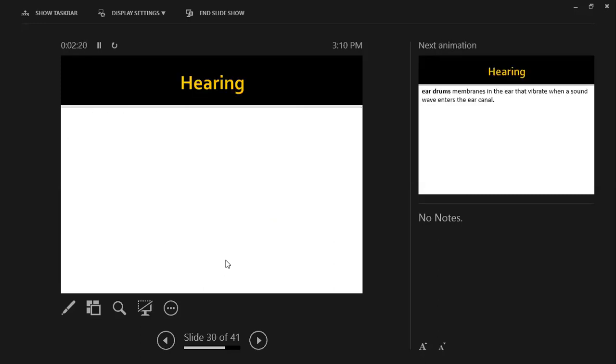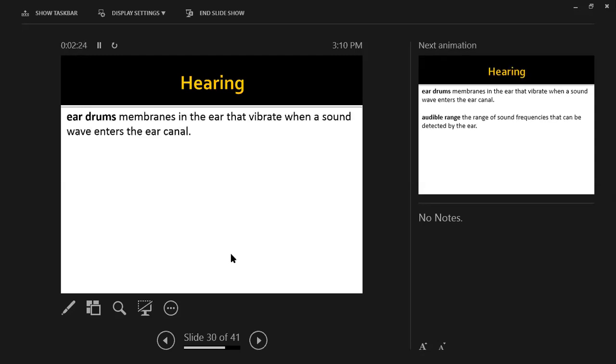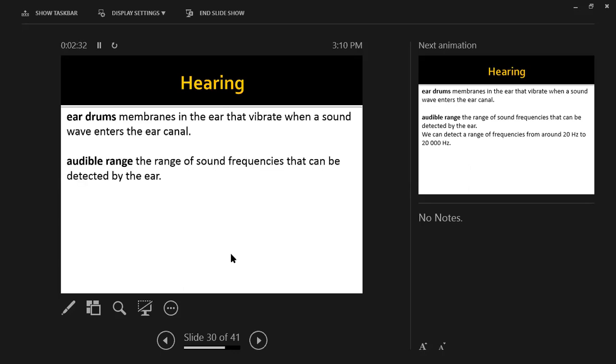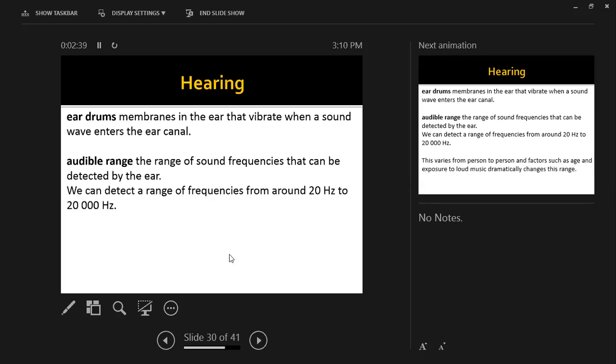So how does hearing happen? Hearing is an important part of sound waves. Remember, our eardrums and membranes in the ear vibrate when a sound wave enters the ear canal. For each person, especially young people, there is an audible range, which is between 20 hertz and 20,000 hertz. Last time I checked my hearing, it was around 15,000 hertz.